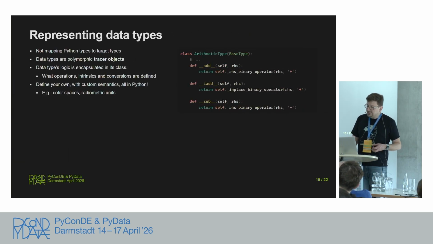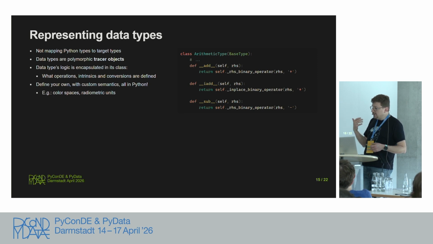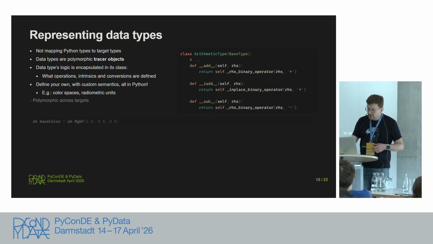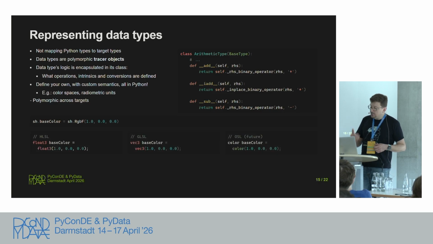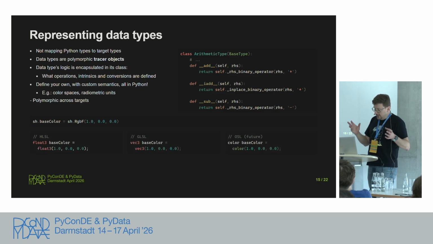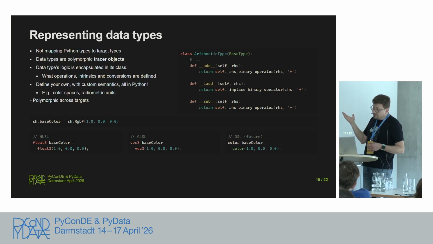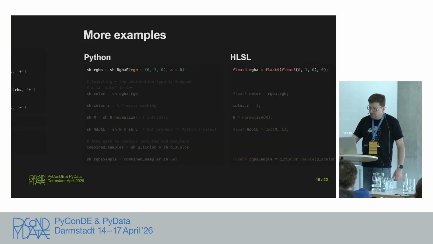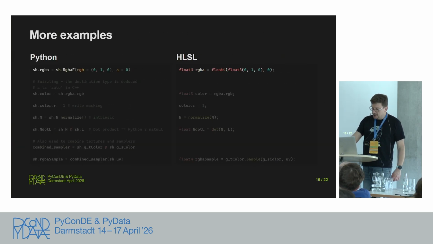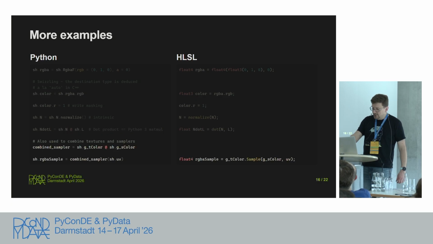Representing data types continues on that theme of polymorphic tracer objects. Unlike some other solutions, we don't map Python types to target types. We instead have these polymorphic tracers, which encapsulate their semantics in their implementation. Some more examples of what the source and the generated code look like.